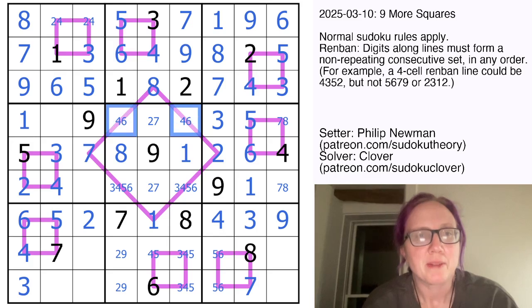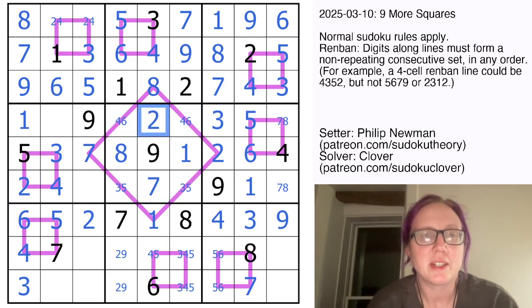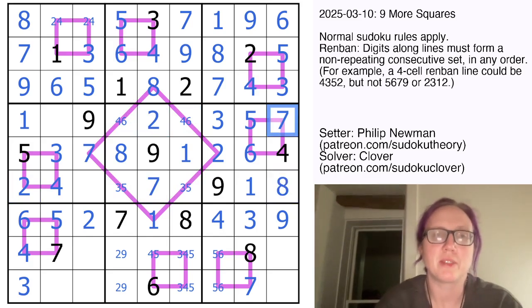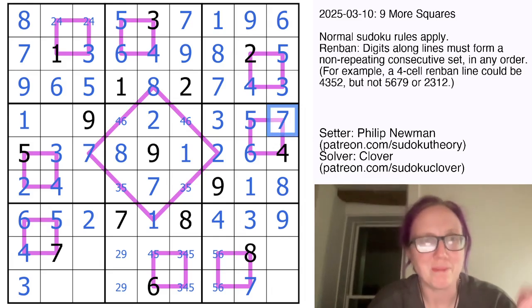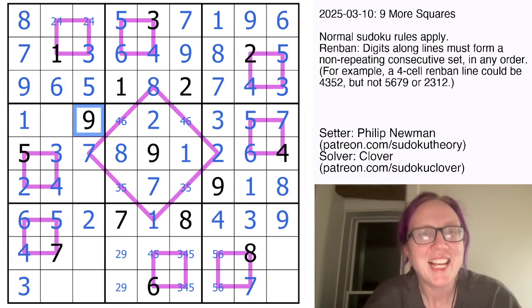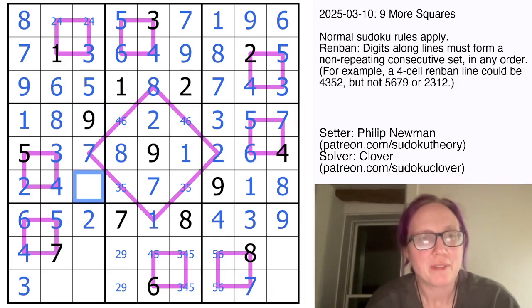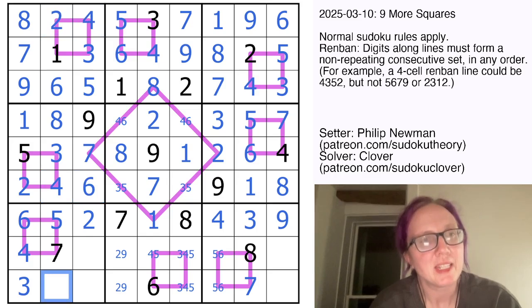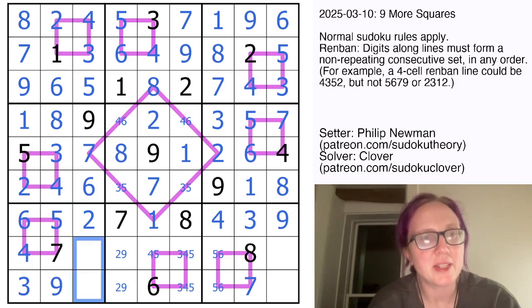These guys can't be 3 or 5, so these guys can't be 4 or 6. The 2 here gives us a 7 and a 2, which resolves that. I suppose that's also resolved by the Renban. And now what? So over here, we still need an 8 to finish off this row. Here we need a 6 to finish off this row. We have a 4 there that resolves the 2, 4 pair. That's now going to be a 9, and these are going to be 1 and 8.